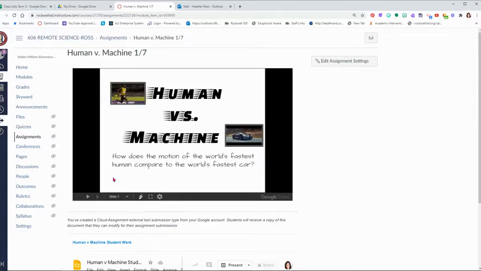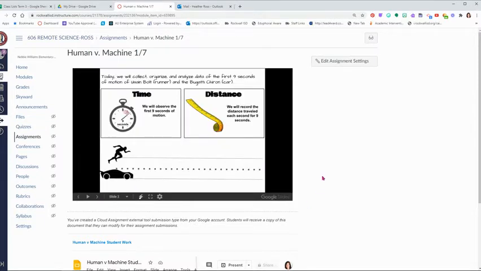So it starts off at the top. This is a presentation that we'll be doing together in Zoom. We're going to be looking at how the motion of the world's fastest human compares to the world's fastest car. Today, we will collect, organize, and analyze data of the first 9 seconds of motion of Usain Bolt, who is a runner you may have heard of, and the Bugatti Chiron. I don't know if I'm saying that right. I'm not a big car person, which is a car.